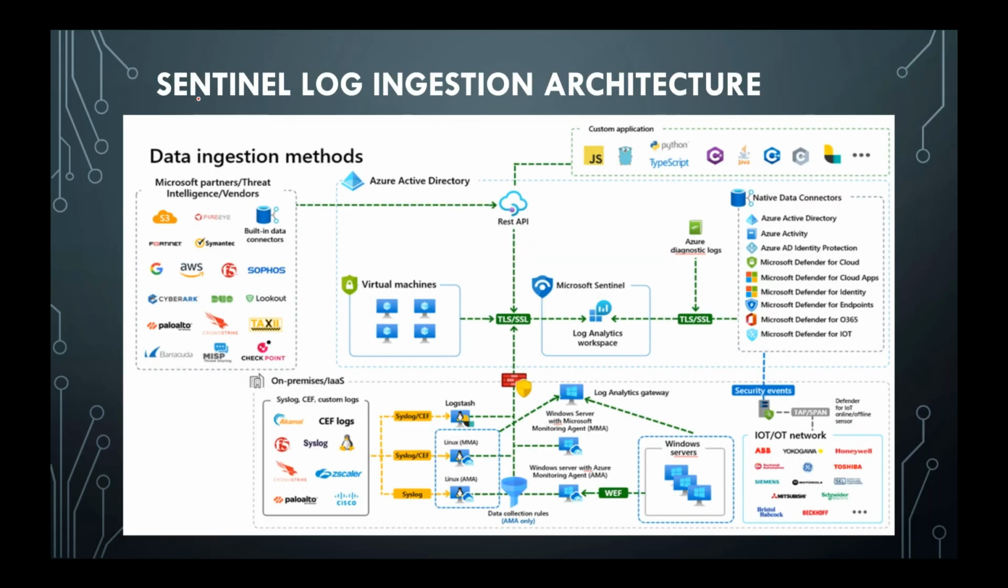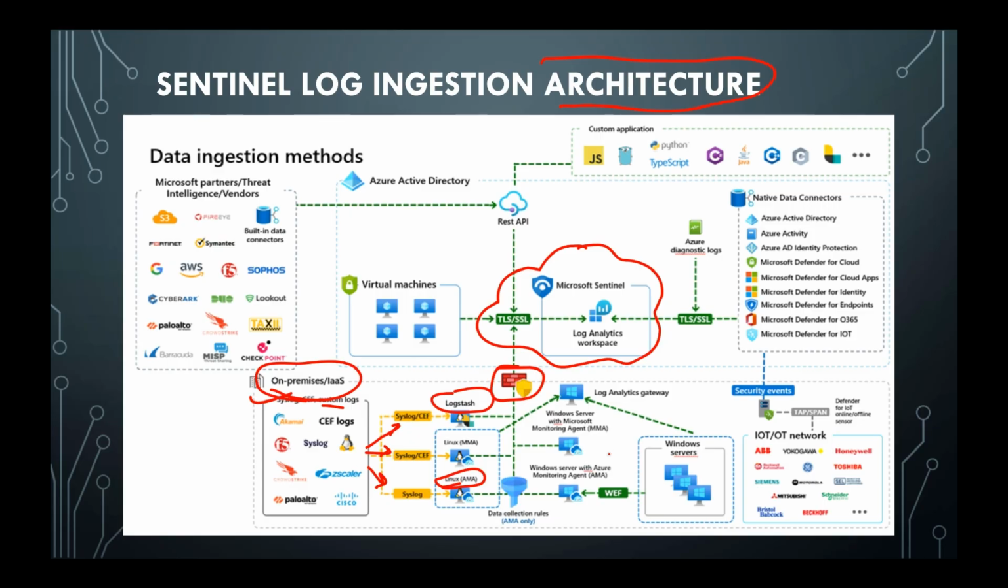Then we also have the Microsoft Sentinel log ingestion architecture here. This will help you understand how we can ingest logs from various data sources. Here we have on-prem and IaaS data, which includes syslog, CEF, and custom logs. We can send it through CEF format or syslog format into a Linux machine where we have deployed the AMA agent. Also, we can use Logstash. Here is the firewall, which helps communicate the on-prem data to the cloud. This Sentinel is on the cloud, it's not on-prem.